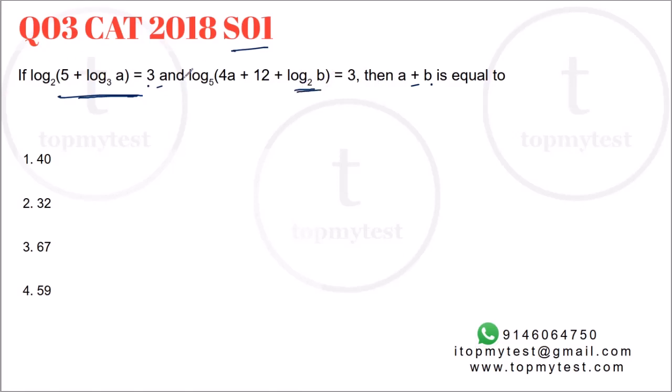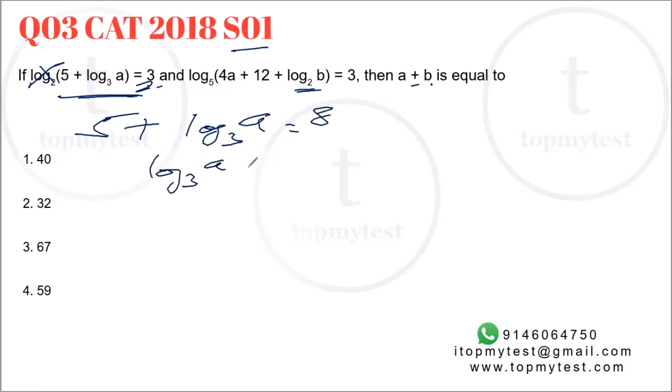Let's quickly do this. Let's raise both the sides to power 2, right? So log will go out. This will become 2 cube. So you'll get 5 plus log of a to the base 3 equals 2 cube, which is 8, which means log of a to the base 3 equals 3, or a should be 3 to the power 3, which is 27.